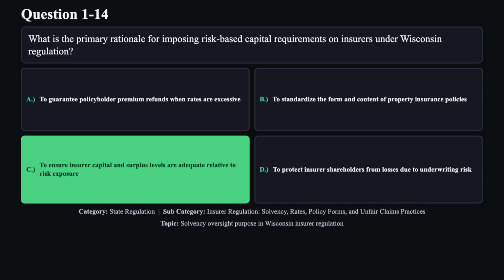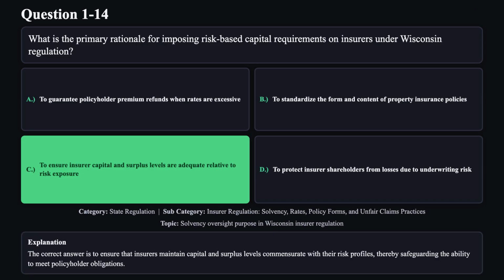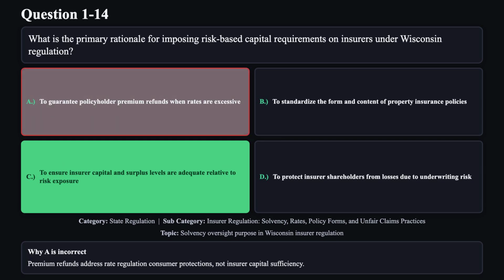The correct answer is C. The correct answer is to ensure that insurers maintain capital and surplus levels commensurate with their risk profiles, thereby safeguarding the ability to meet policyholder obligations. Reason A is not correct. Premium refunds address rate regulation consumer protections, not insurer capital sufficiency.